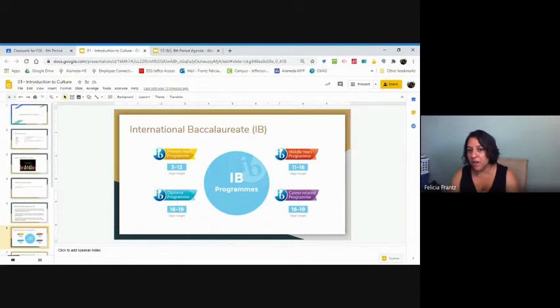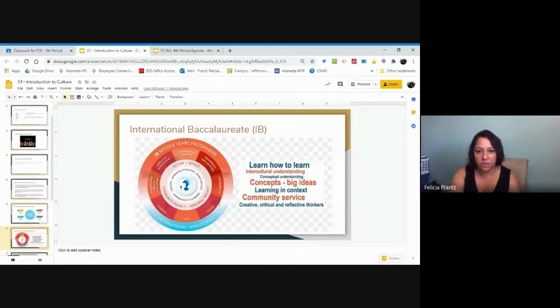We also have a non-IB program called CTE, which is Career Technical Education. It doesn't have the IB requirements, but it still helps students to find a career path, get certifications, and have something that they can use to find a good job when they get out of high school. This is just a little bit about the different elements of the IB program.